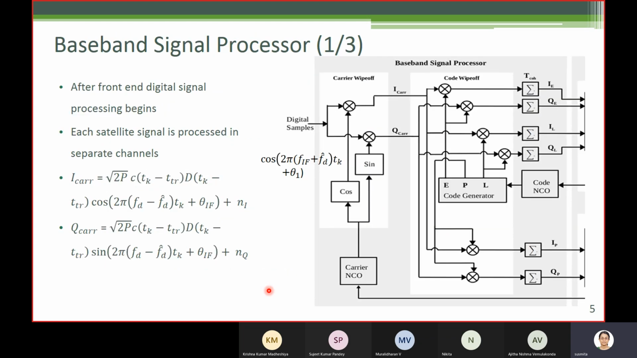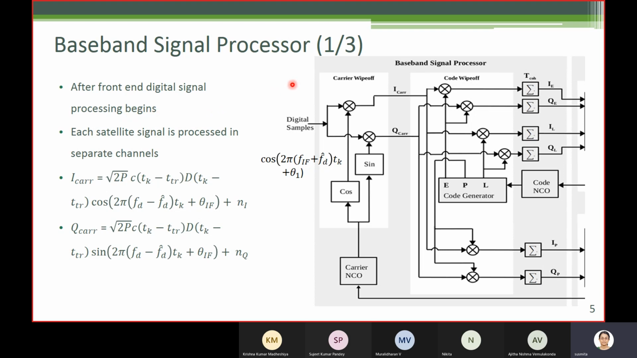The next component after the front end is the baseband signal processor. Now don't feel intimidated by this block diagram. It is quite simple. I am going to explain each component in simple words. The next component after the front end is called the baseband signal processor. So what does the baseband signal processor do? First of all, after the front end, everything is in the digital domain. So digital signal processing begins.